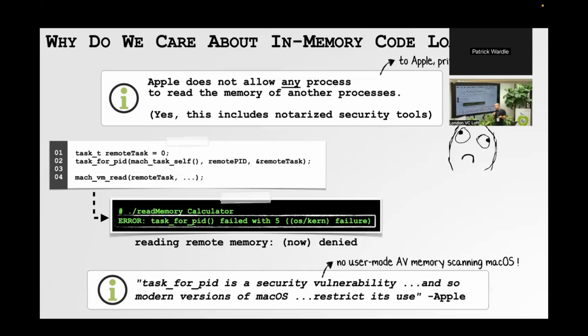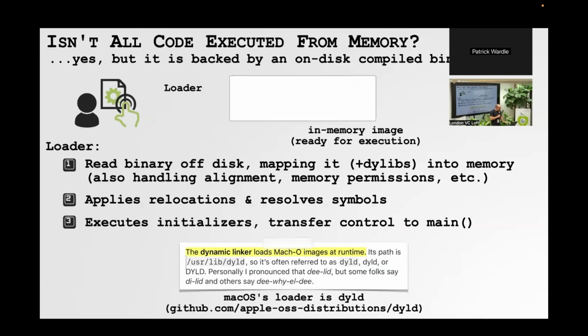Now, you used to be able to read memory in macOS via the task_for_pid API, but Apple has basically said this is a vulnerability. Again, they think that no process should ever be able to read the memory of another process, which generally makes sense, but this also includes security tools, meaning that in-memory payloads are invisible and essentially undetectable, which is great for attackers, really not ideal for users and those of us writing security detections.